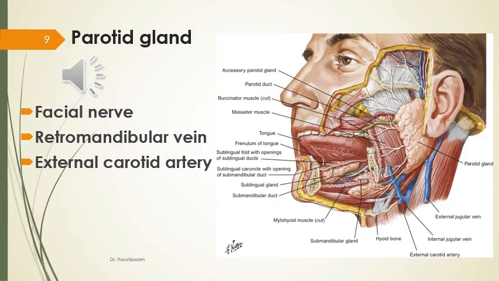In fact, the capsule of the parotid is thick, and there are three structures in the thickness of the parotid gland: the facial nerve or seventh cranial nerve, retromandibular vein, and external carotid artery.